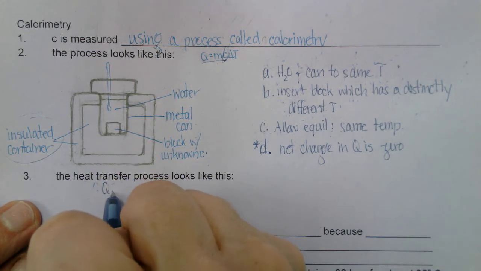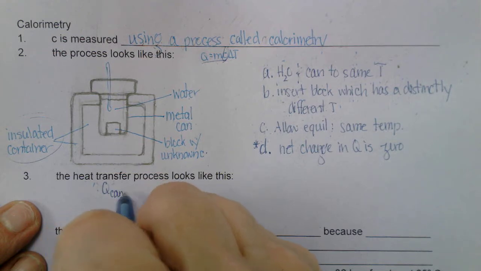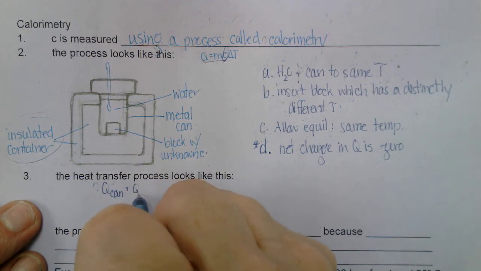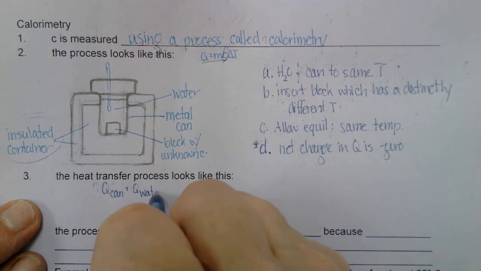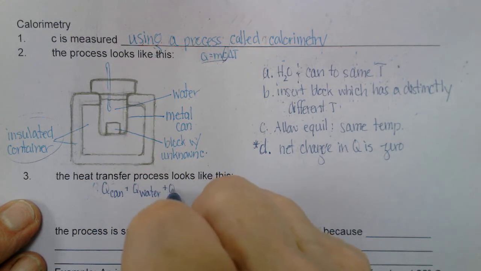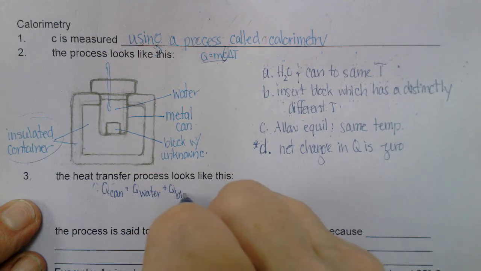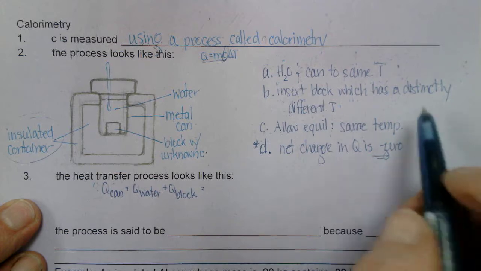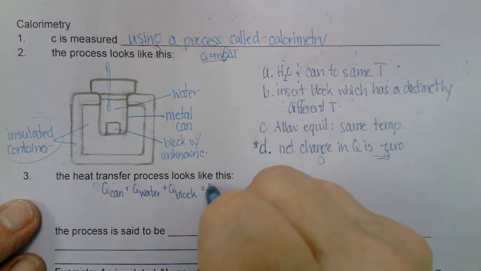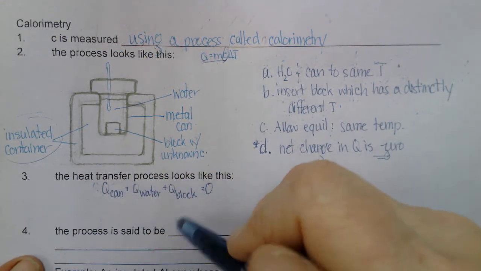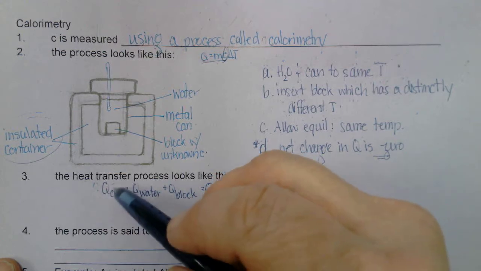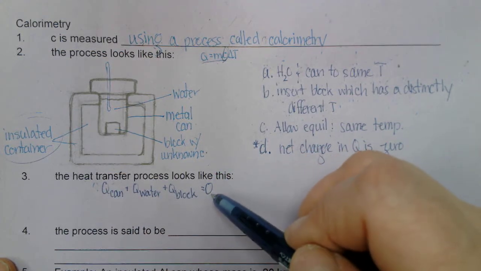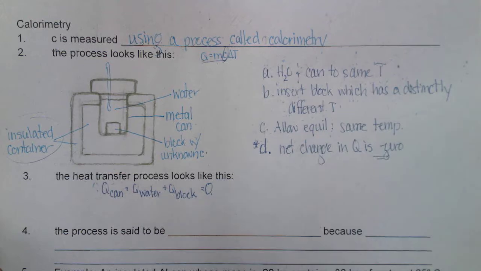The Q of the can plus the Q of the water plus the Q of the block is equal to, net change is 0. When I add them all up, it's going to equal 0. Now I don't need to know my individual Q's. I just need to know my expressions, which will add up to 0. So it's going to look like this.